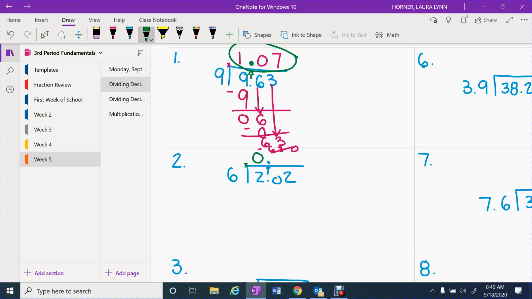0 times 6 is 0. So remember, any number times 0 is 0. And we subtract. Well, 2 minus 0, that's 2. Now we bring down one number. So my next number is 0. So now I'm trying to fit in 6 into 20.